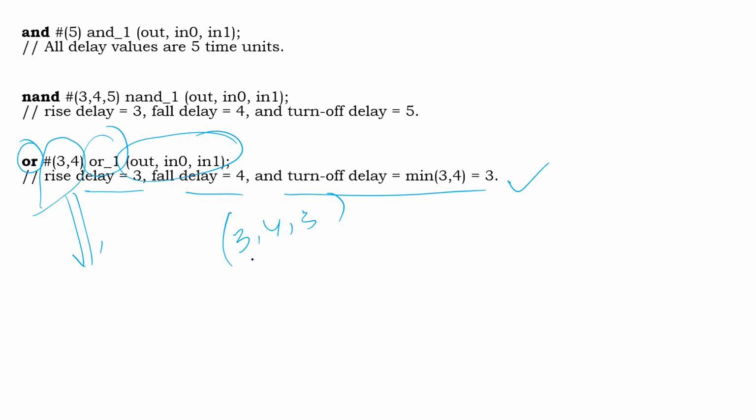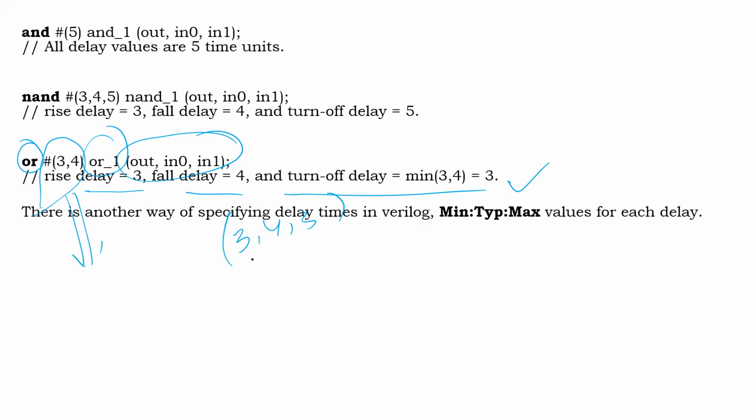Okay. Suppose you forget to write the turn off delay, then what happens? What is the minimum value between the rise and fall delays? You can select that as the turn off delay. So there is another way of specifying the delay times in Verilog. This is minimum, typical, maximum for each delay value.